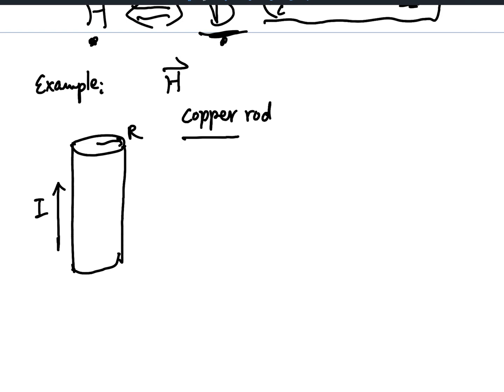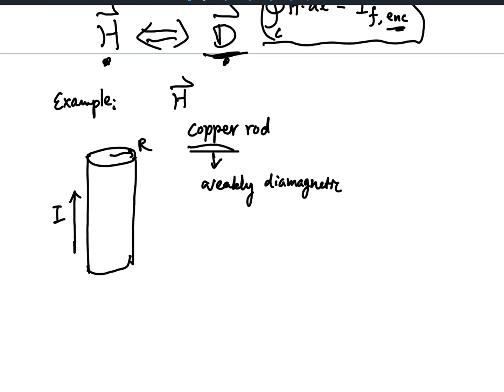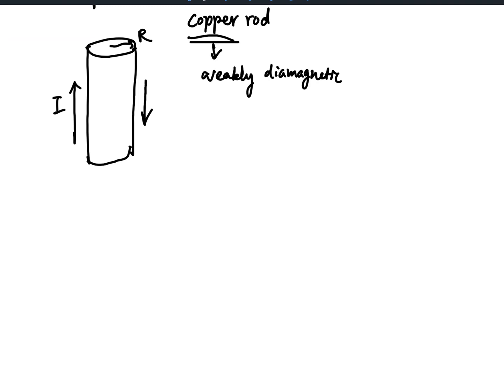So what happens is we consider this copper. Copper is really a weakly diamagnetic material. In other words, it will create some magnetization that has a direction that is anti-parallel to the current direction, the magnetic field direction. You can think about that.